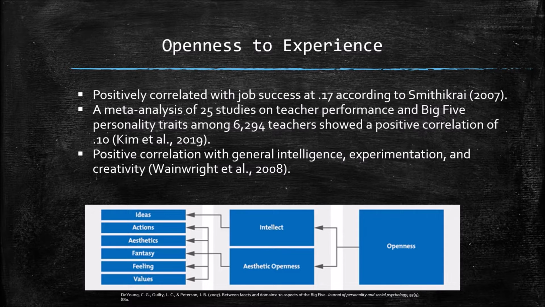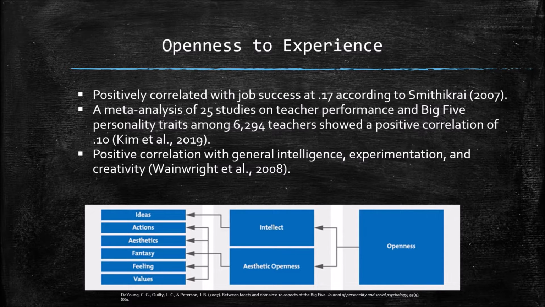And so we've got a meta-analysis in the first study that we're going to look at here. This is by, I'm not too sure exactly how I pronounce this name, Smithy Cry. I'm sorry, but somebody could correct me in the comments, perhaps. It's going to be positively correlated with job success, specifically teacher job success, at 0.17. So the more open you are, the more effective you are going to be as a teacher.